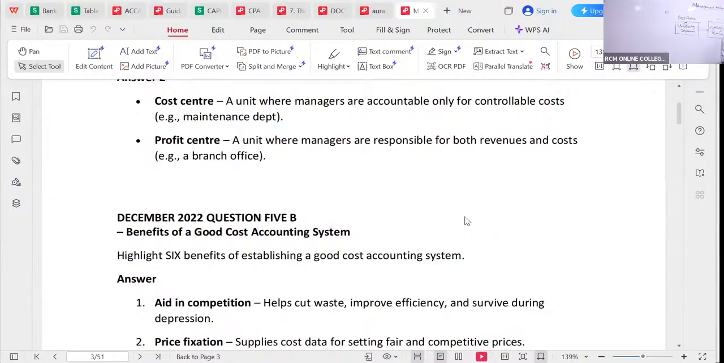Yeah, this is topic number 1, and it's applicable for ATD and CPA, yes.